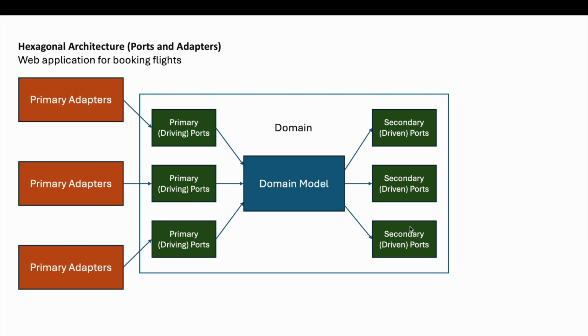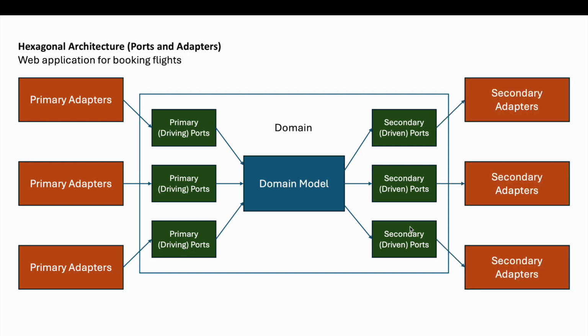We have the primary adapter, a web controller that processes HTTP requests from users and invokes the appropriate domain services. And then we have the secondary adapter, a database repository implementation that handles all database operations required by the domain services. Now let's look at a real world analogy.